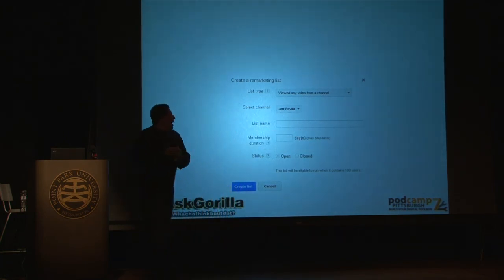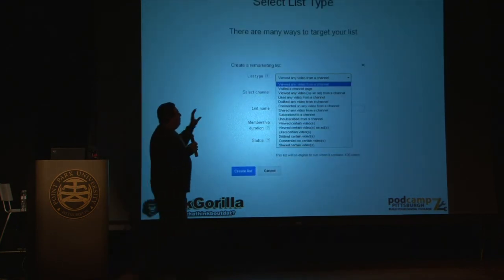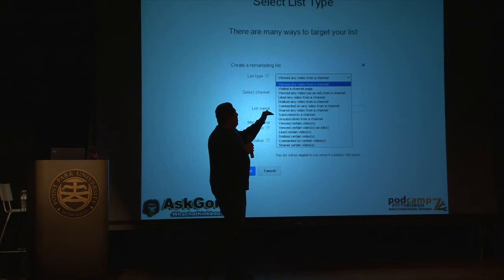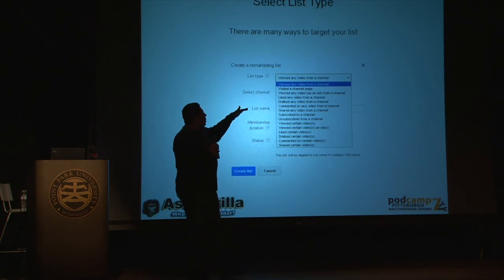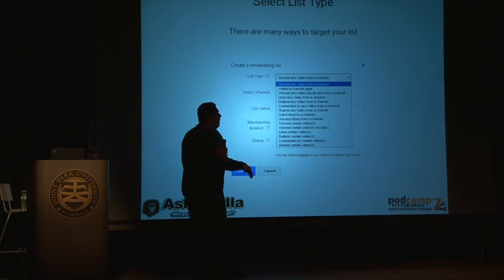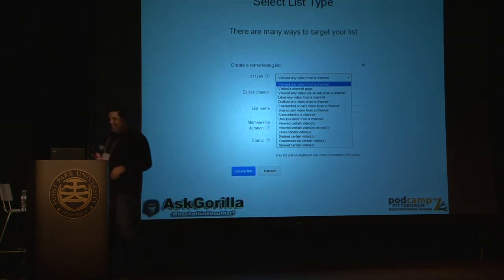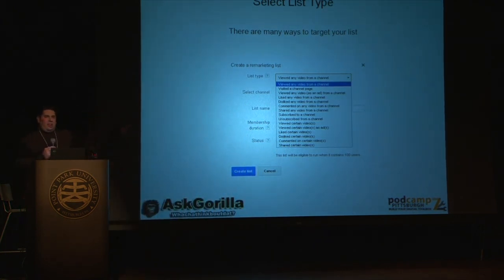So let me go back to the types that you can target. You have viewed any video from a channel, from your channel, viewed a channel page, viewed your specific channel page, you viewed any video, list. So blurry, I can barely see the one. Can you see that okay, or is it too, okay.